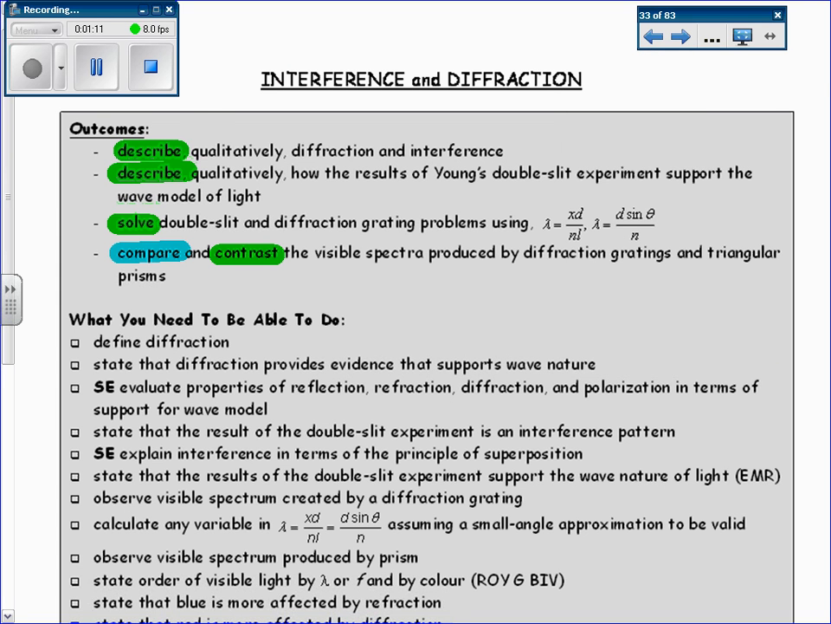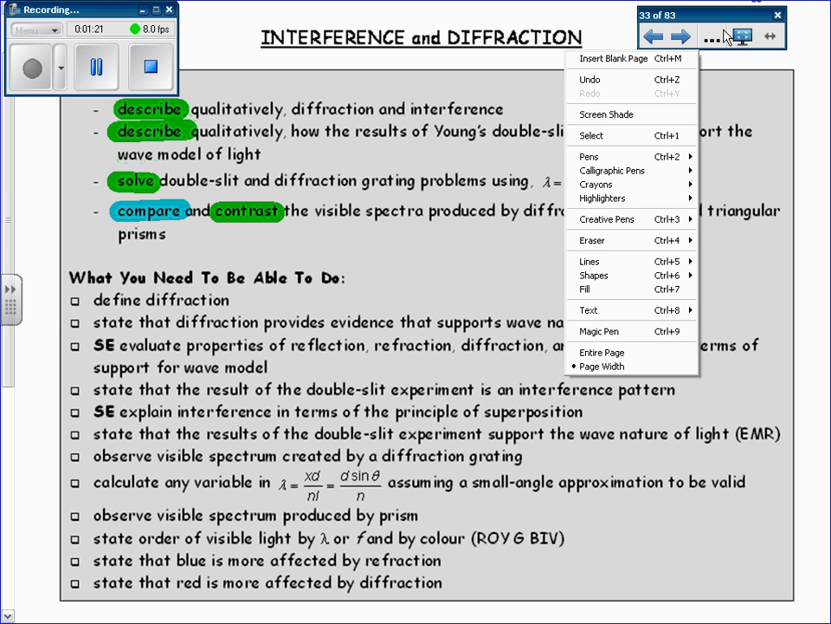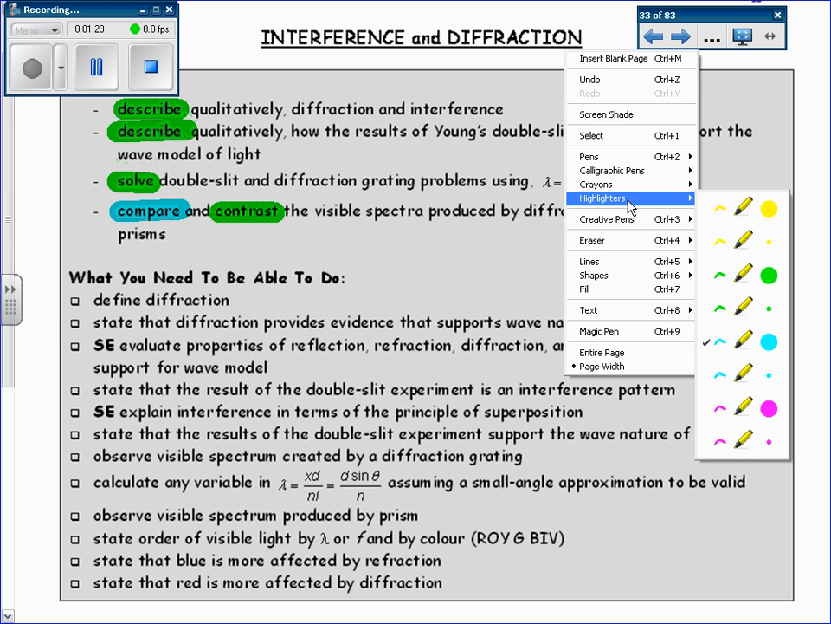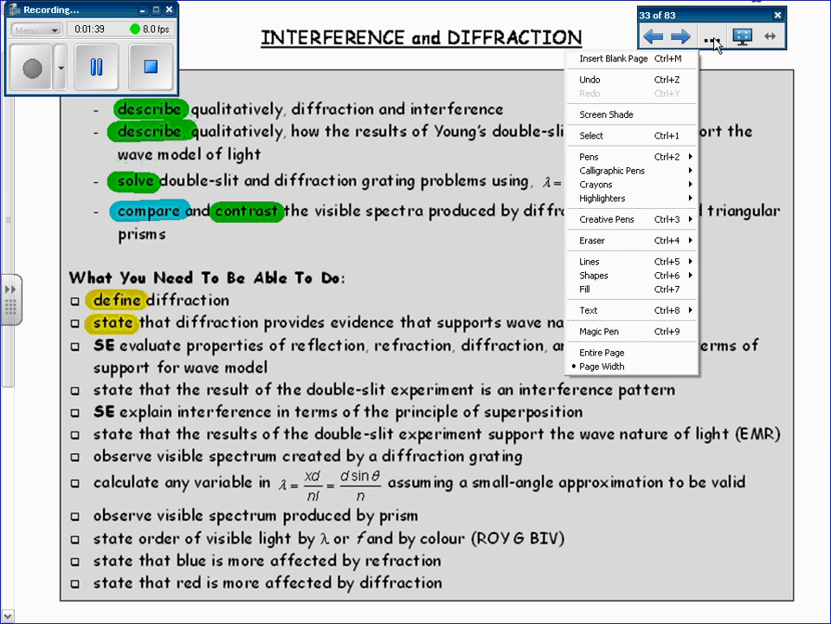What you actually have to be able to do to show me that you can meet those outcomes is the following list. Define diffraction, so that's yellow. State that diffraction provides evidence that supports the wave nature. That is yellow as well. That standard of excellence question is blue. So that's evaluate properties of reflection, refraction, diffraction, and polarization in terms of support for the wave model. So that's blue.